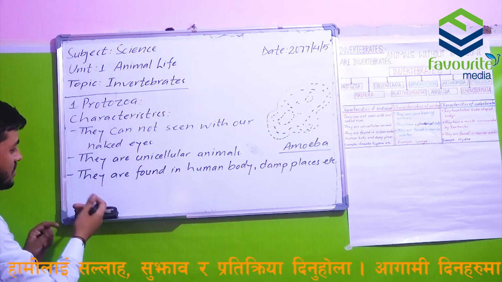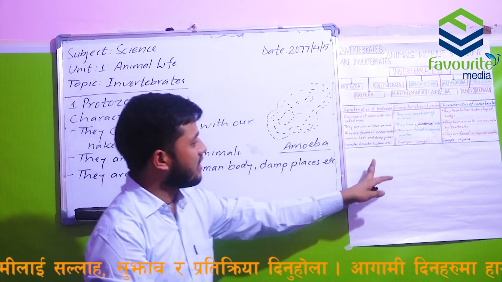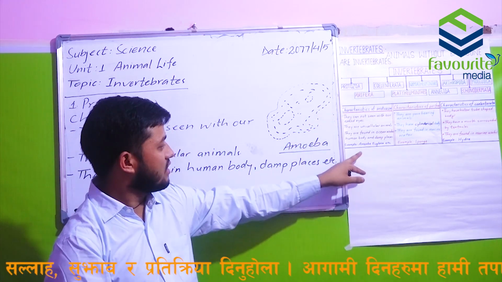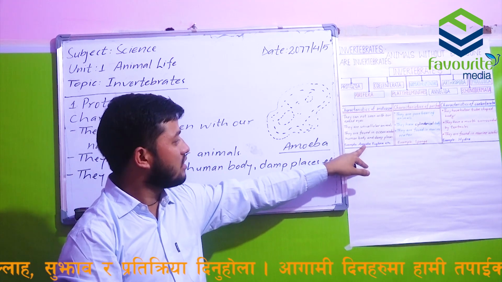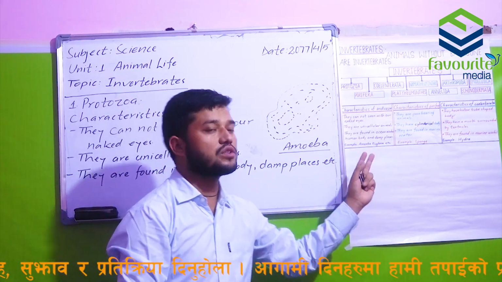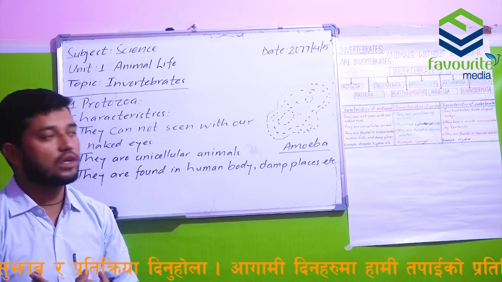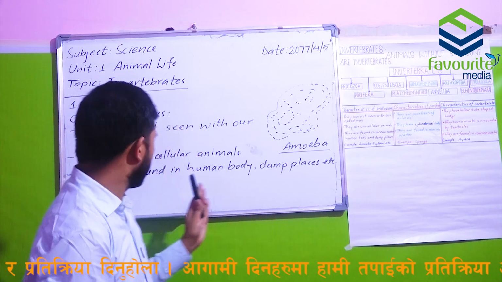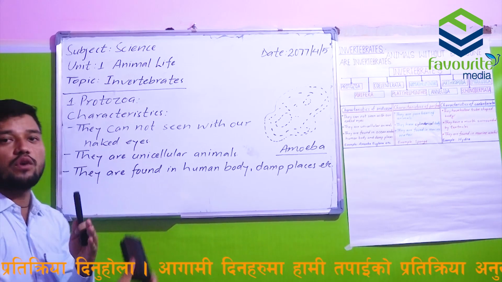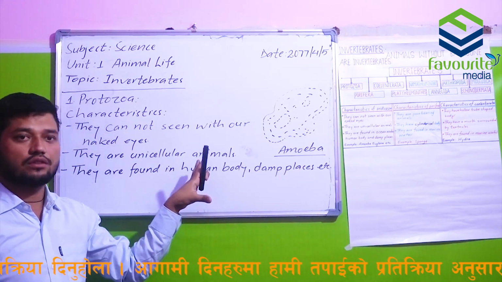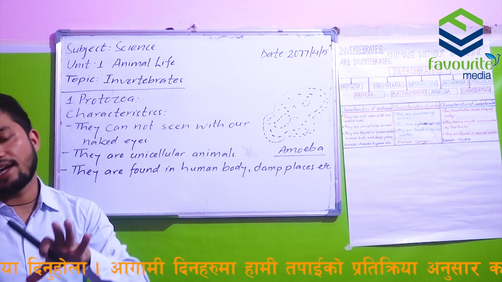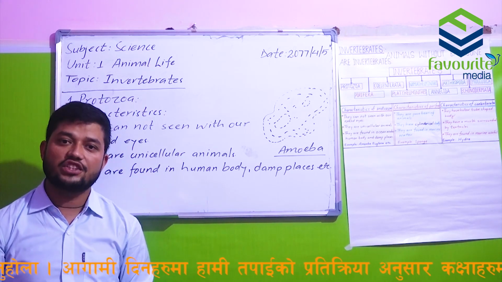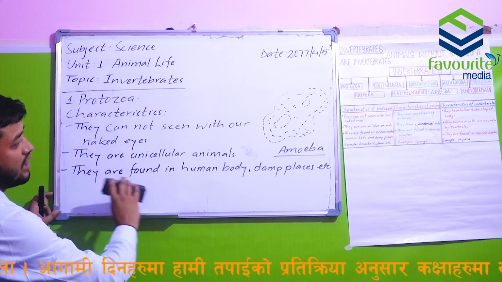So let's see the examples. I have mentioned them on the chart, or you can copy the examples of protozoans from the chart. Amoeba is mentioned here, and Euglena is mentioned here. These two are the main examples of protozoans, guys. This is all about the protozoans. If you have any confusion related to this class, you can ask me, right? Have you copied it, guys? Okay, good.